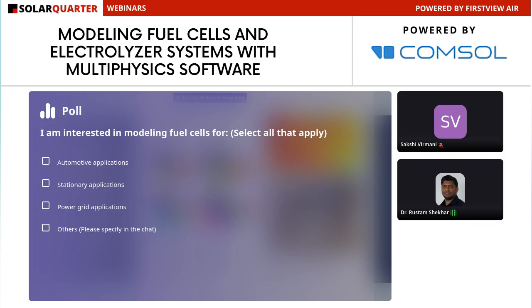So please register the responses for this particular poll, and then after this poll, we will go to the main presentation where we'll tell you, if you want to model a fuel cell starting from a cell level model to a stack level model, how you can approach that particular problem. So please register the responses to this poll, and after this poll, we'll go for the detailed presentation on our fuel cell modeling systems.